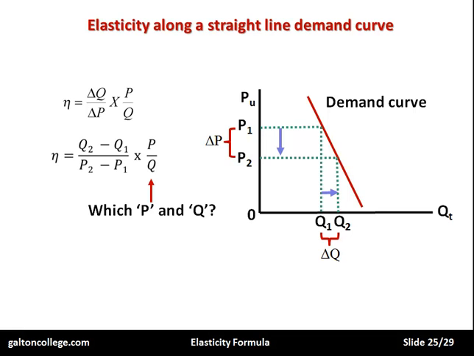Now if you read the textbooks on this, textbooks tend to say take the original price, which may sound reasonable. However, if you took the other price, you get a different figure. So this formula will give us two answers, depending on which price we pick, P1 or P2. If we pick P1, we must take Q1. If we pick P2, we must take Q2. So which one do we pick?